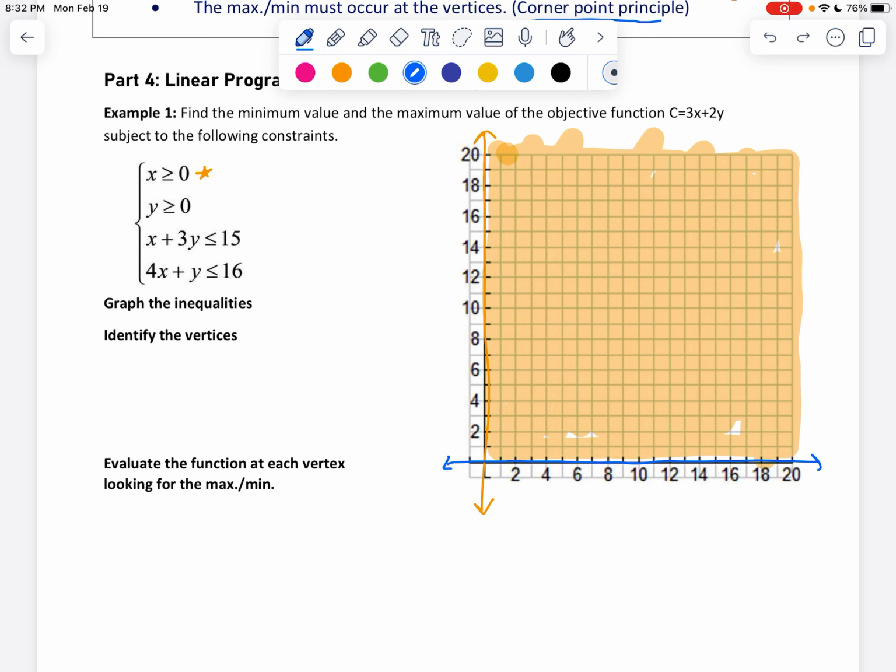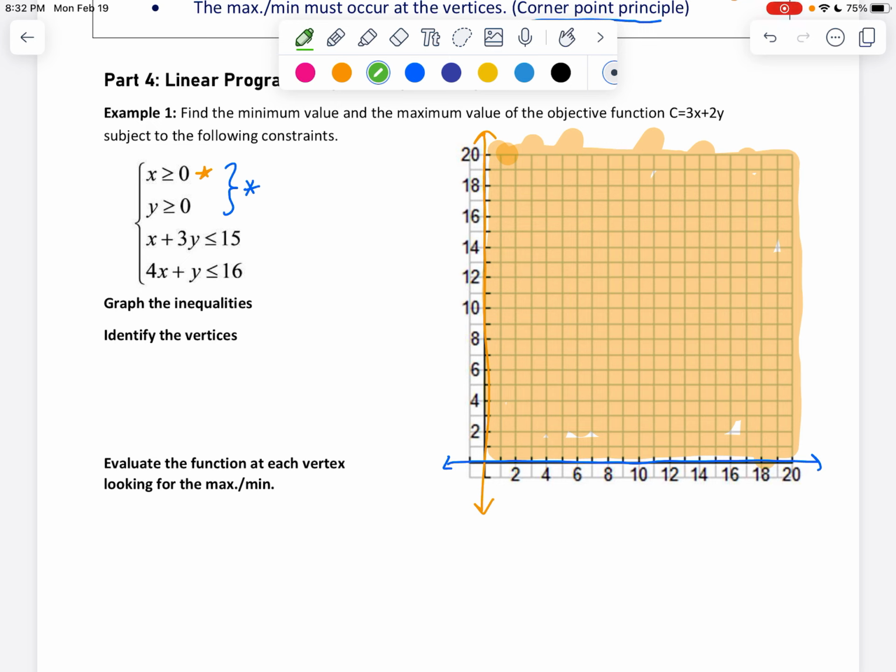These two constraints, they're often kind of like the understood constraints, because when we deal with linear programming, often our problems, the context that we're dealing with, they cannot have negative numbers. So we're often always restricted to the first quadrant. So those two you will see quite often sometimes just as a given, because we know that we need positive values. The next one we have is x plus 3y is less than or equal to 15.